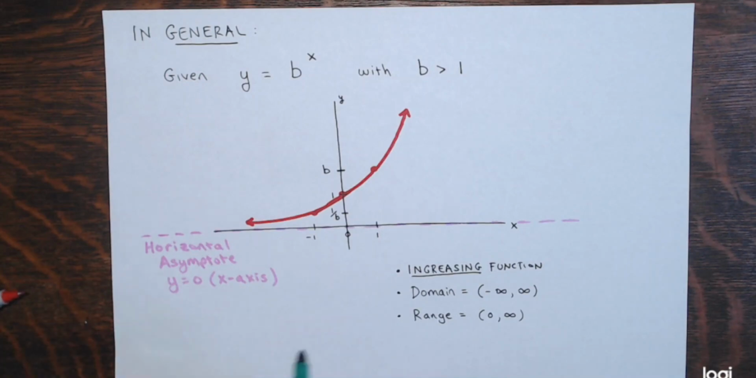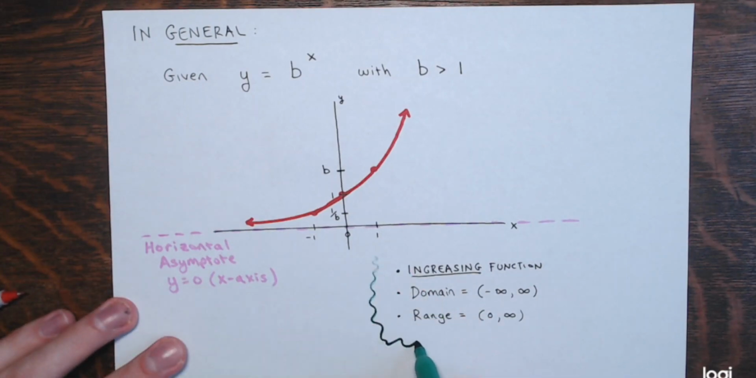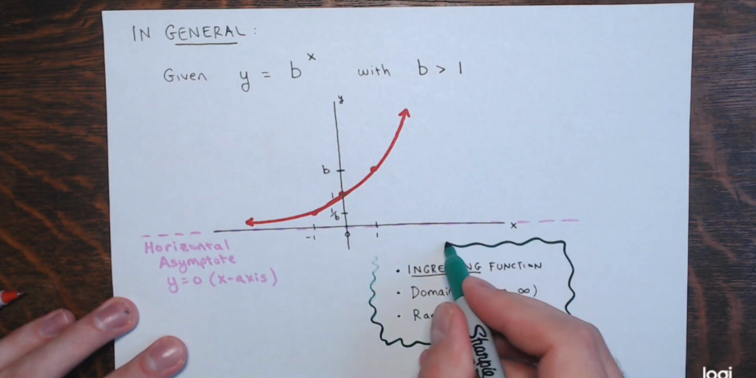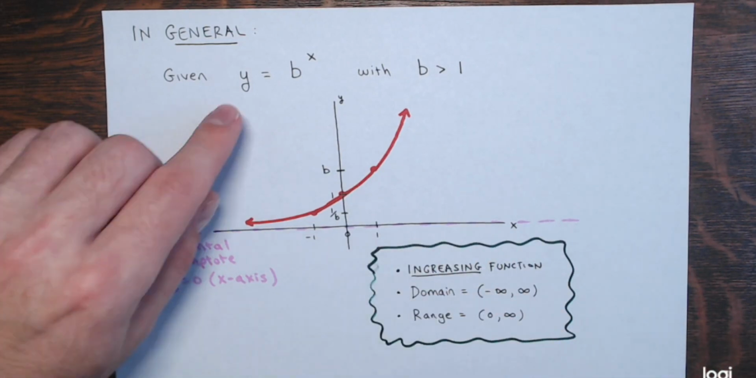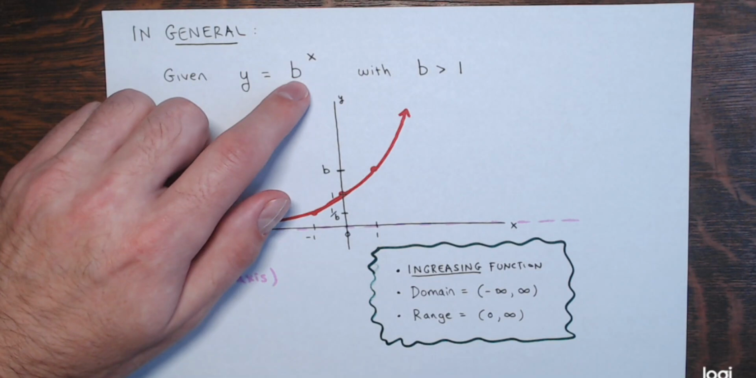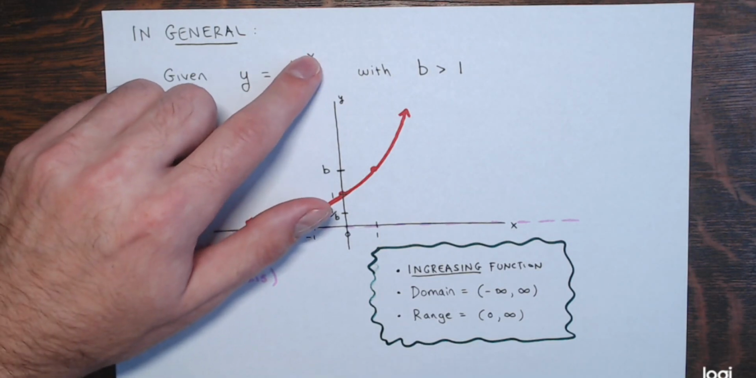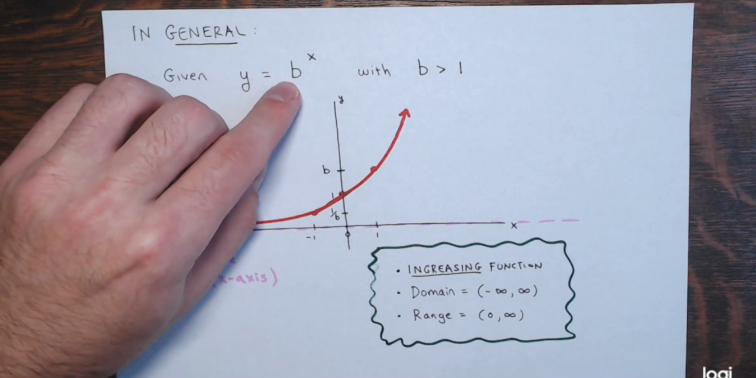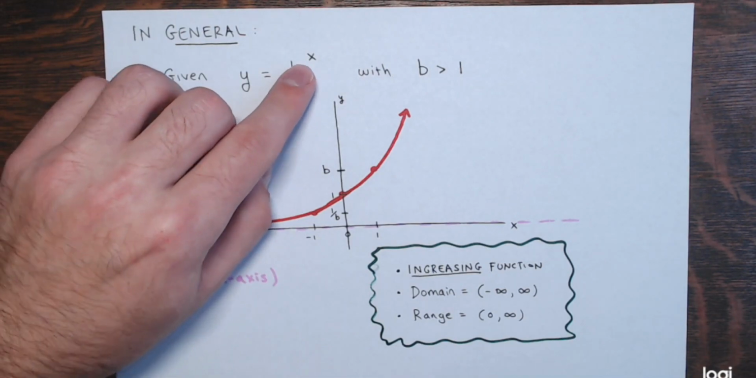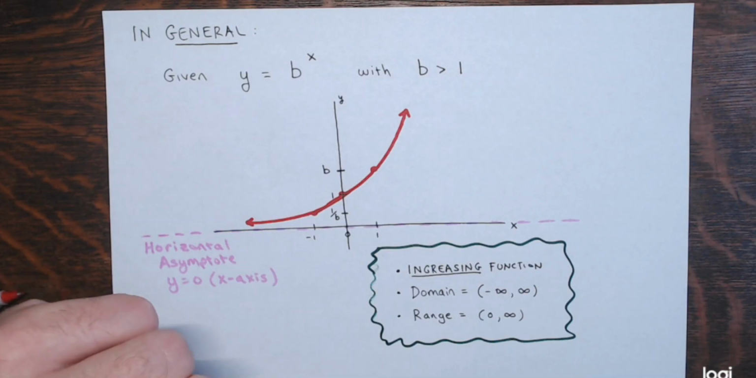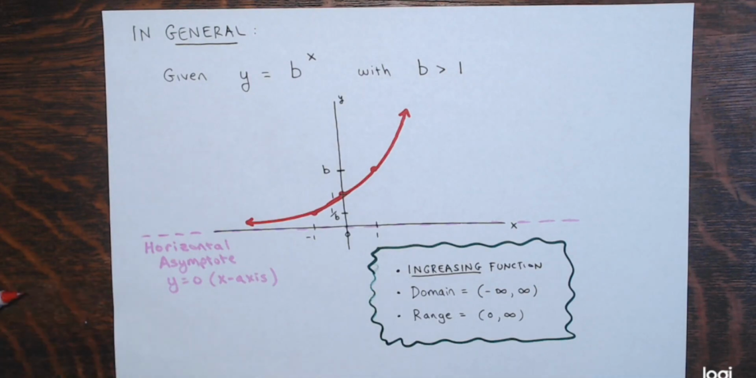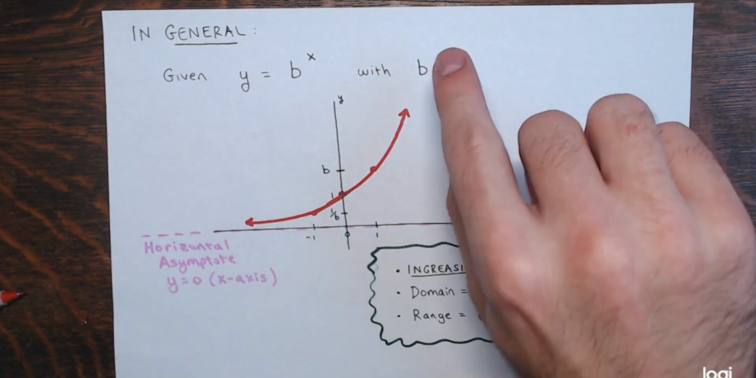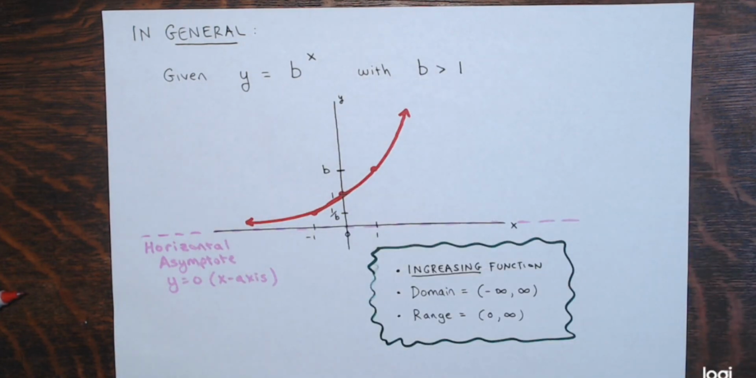So yeah, please get this in your head. Again, this is just for b to the x. Now, if the function looks any different, b to the negative x or b to the 2x plus 1, all bets are off. This is just for the basic b to the x function. And if b is bigger than 1, it's going to look like this in some way: an increasing function with a horizontal asymptote of the x-axis.